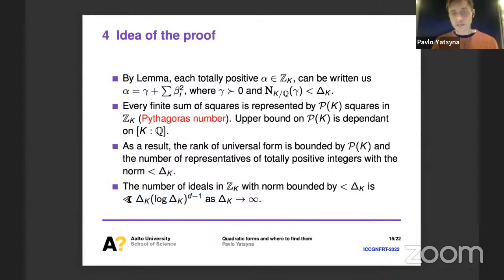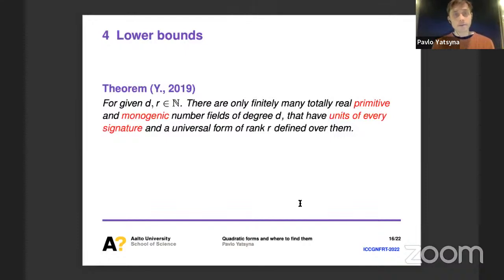So this is only conditional on the degree. Again, it's independent of the number field. This is how we get an upper bound. So for the lower bound, we have this a bit more technical theorem.